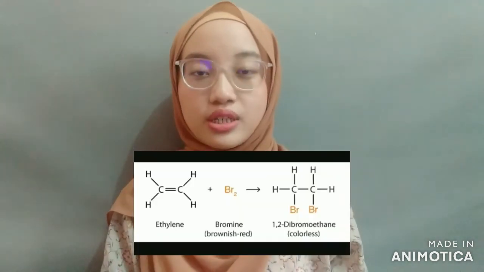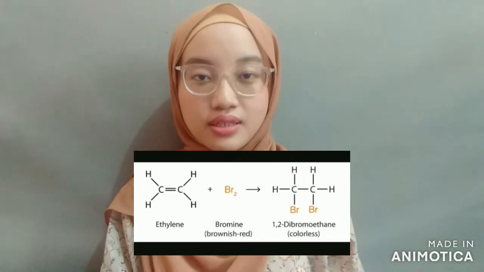Okay, so what really happens is that a bromine atom from bromine water will attach to each carbon of ethene. We use ethene as a simple example of alkenes. So each bromine atom will attach to each of the carbons from ethene, and there will be a reaction. So that is how bromine loses its color.